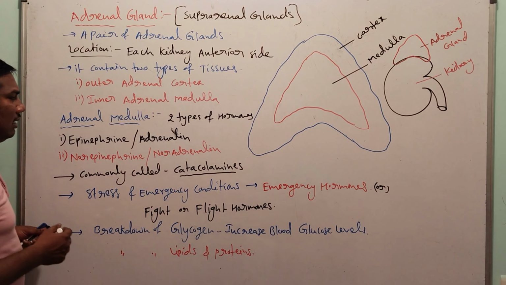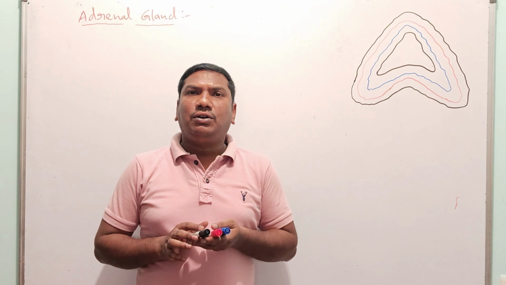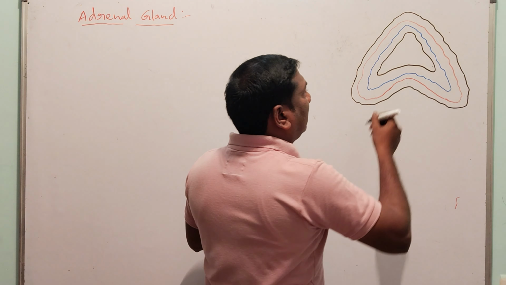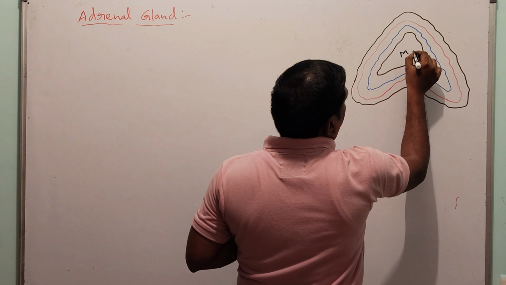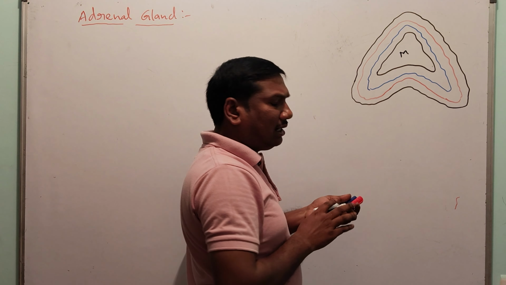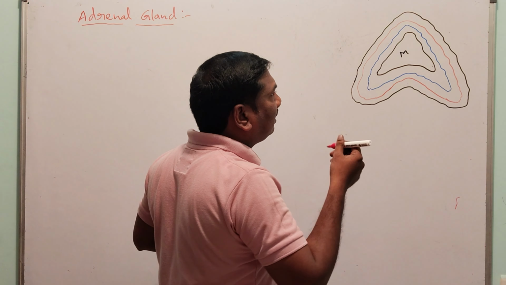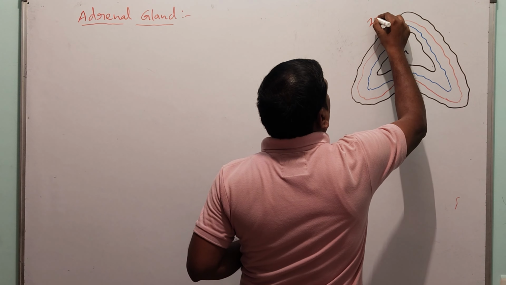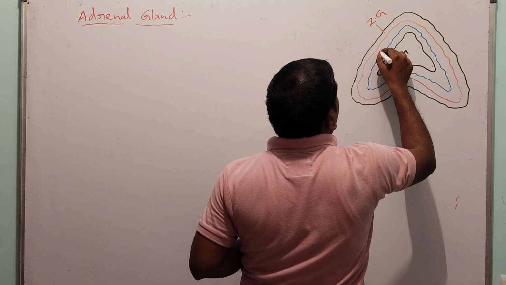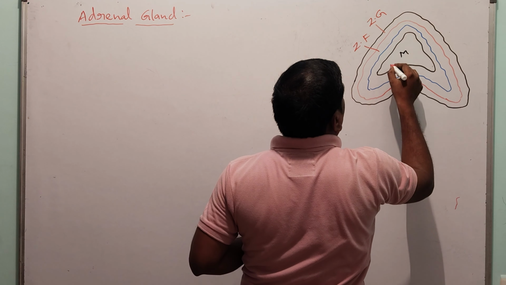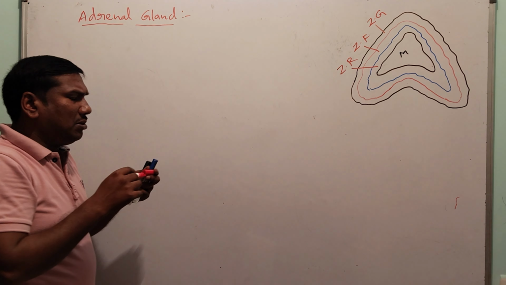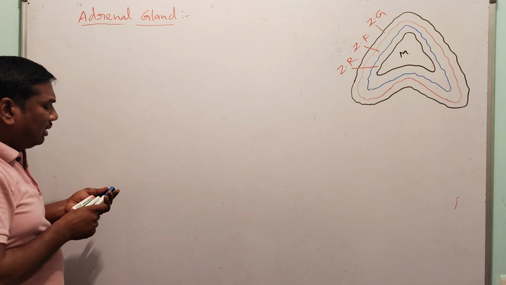So these are the adrenal gland medulla and the adrenal gland cortex region. The outer one is called the adrenal gland cortex region. The adrenal gland cortex region is divided into three layers: zona glomerulosa, zona fasciculata, zona reticularis.